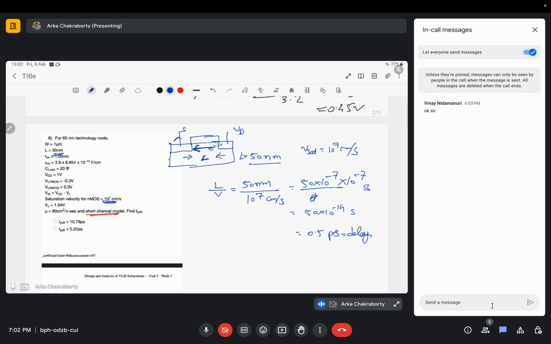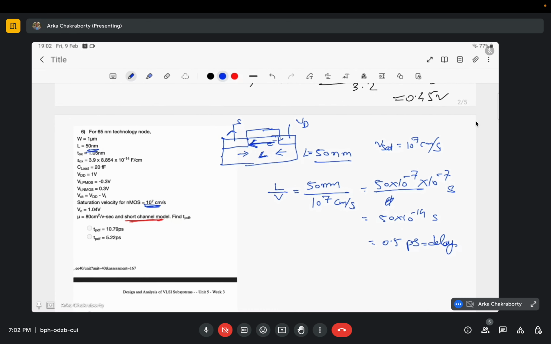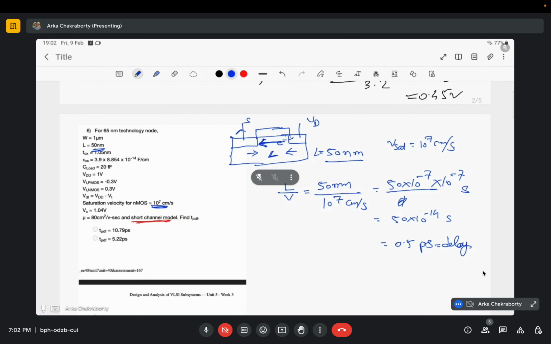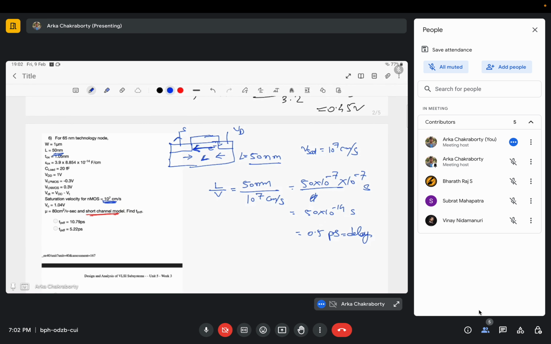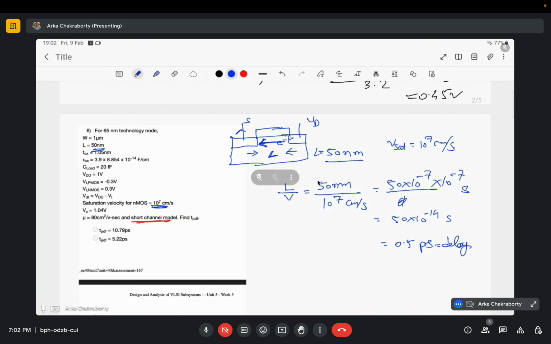So is it the delay? Anyone? Is it the delay that we are discussing about? Bharat, Subrat or Vinay, anyone? Is it the delay that we are discussing about, the time taken by electron to cross this channel? Delay is time, right? So what is this delay? So yes, it is not that delay.